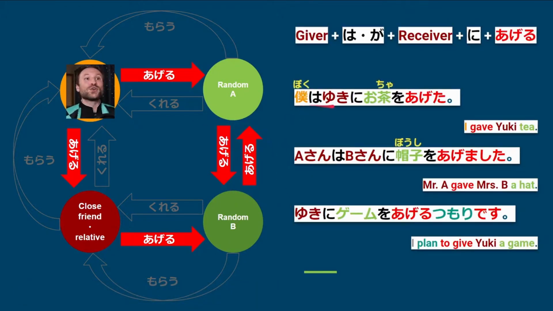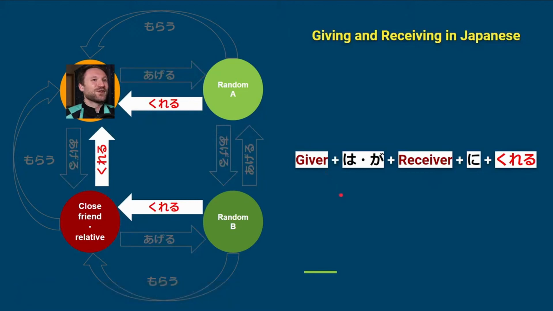We've got boku wa Yuki ni ocha wo ageta. So this is Yuki's over here. Boku wa Yuki ni ocha, right here, ocha wo ageta. I gave her tea. I gave Yuki tea. So we need ageru there, right? But unless they've already come up in the situation, you can pretty much safely assume that it's me. Yuki ni geimu wo ageru tsumori desu. I plan to give Yuki a game. So that's ageru. Following along? Kureru is simpler. Kureru is only in these situations.